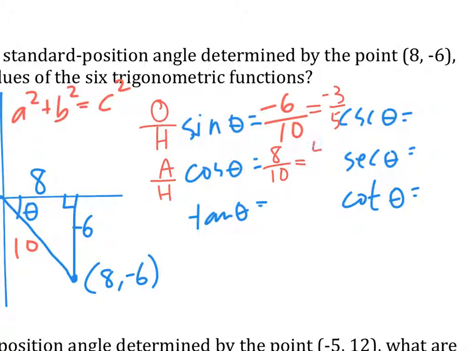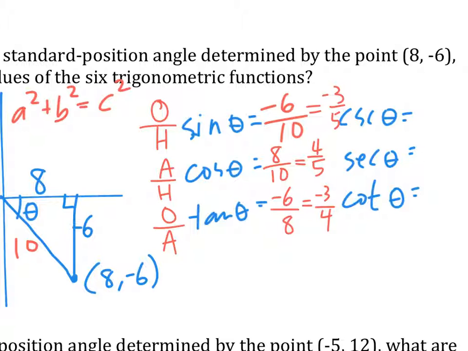Okay, which is 4 over 5. All right, someone besides that area. Tangent. Tangent is what side over what side? SOHCAHTOA. Opposite over adjacent? Yep, opposite over adjacent. So this is -6 over 8, so that is -3 over 4.